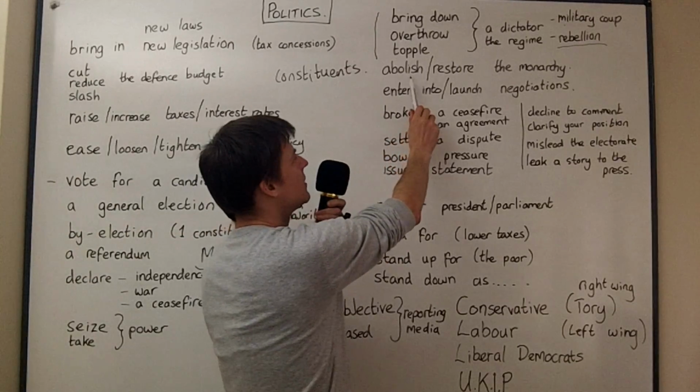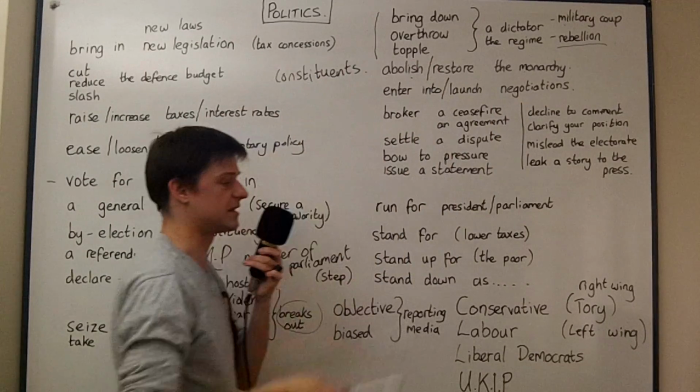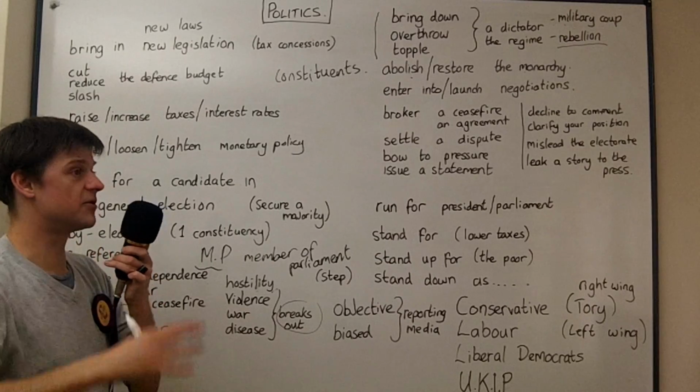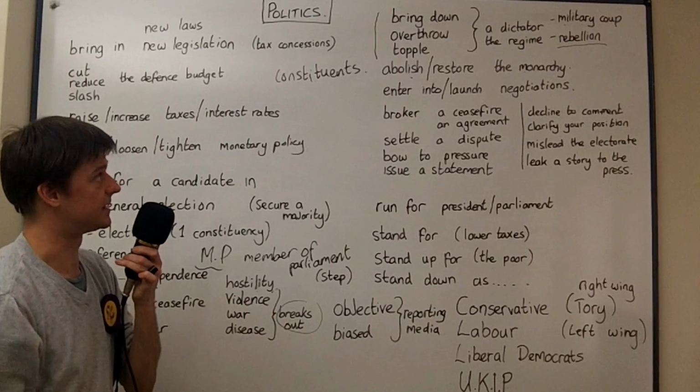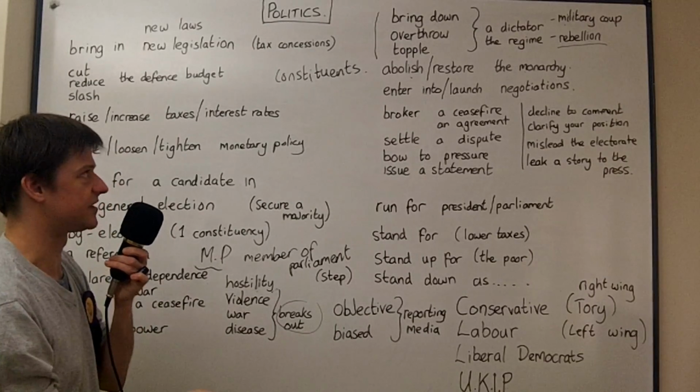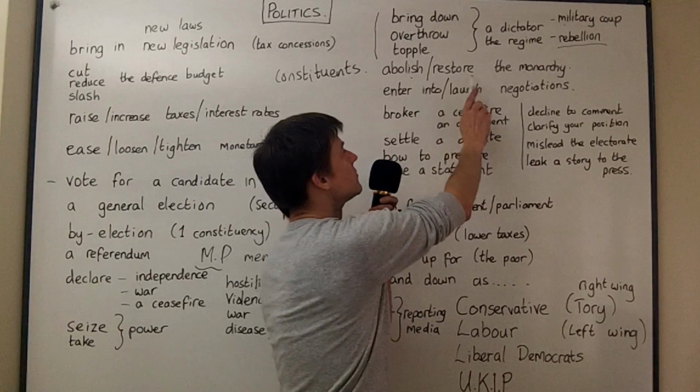Okay, abolish the monarchy means get rid of it. You can also abolish other things, but you abolish the monarchy, you get rid of the monarchy. If you abolish capital punishment, you get rid of the death sentence. But you can also restore the monarchy.